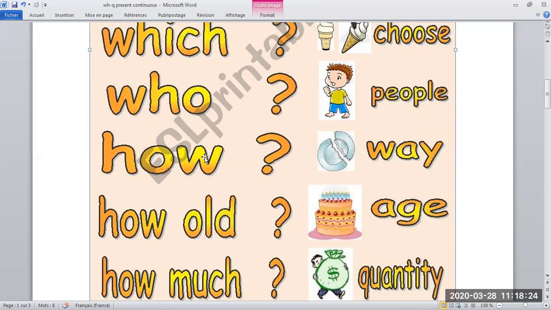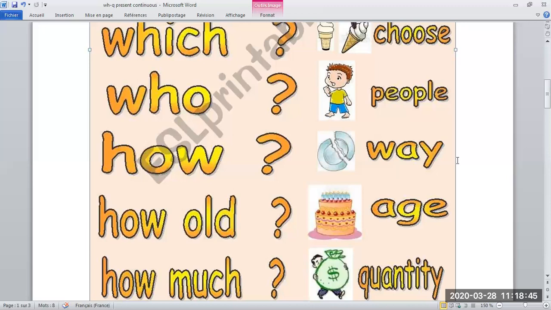How. You use how to ask about the manner. How do you go to school? How do you eat couscous? How do you travel? Okay, by car, by bus. Good. Then we have how old are you? How old? We use it to ask about age. How old are you? How old is your sister? How old are your friends?